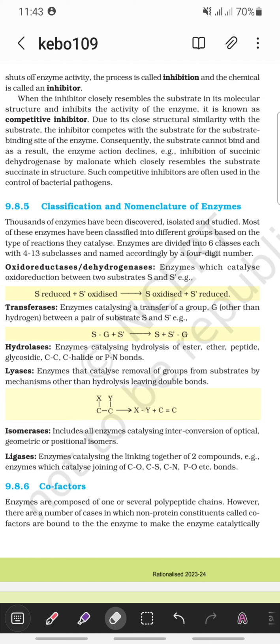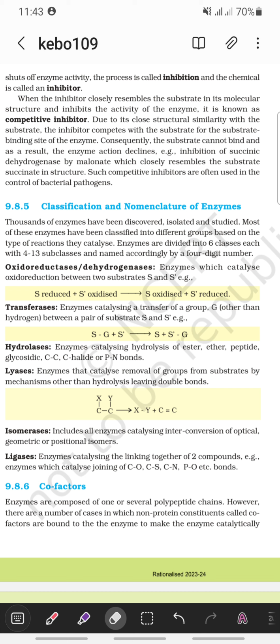Classification and nomenclature of enzymes. Thousands of enzymes have been discovered, isolated, and studied. Most of these enzymes have been classified into different groups based on the types of reactions they catalyze. Enzymes are divided into 6 classes, each with 4 to 13 subclasses, and named accordingly by a 4-digit number.